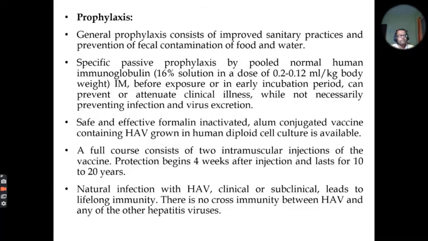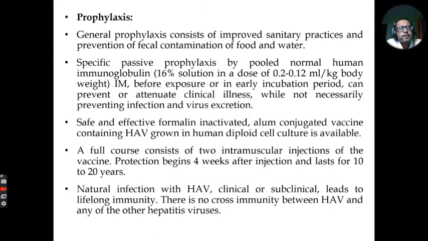Then the prophylaxis. How to avoid this hepatitis A infection? This can be avoided by using improved sanitation practices. Secondly, prevention of fecal contamination of food and water. So when we properly do these two things, it minimizes the risk of this hepatitis A infection.